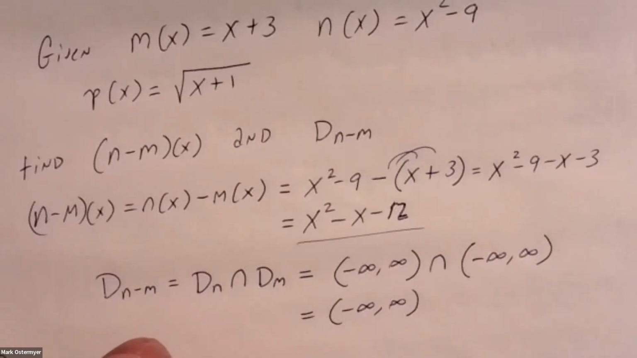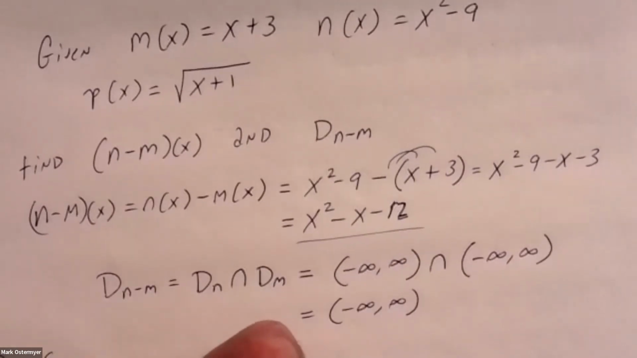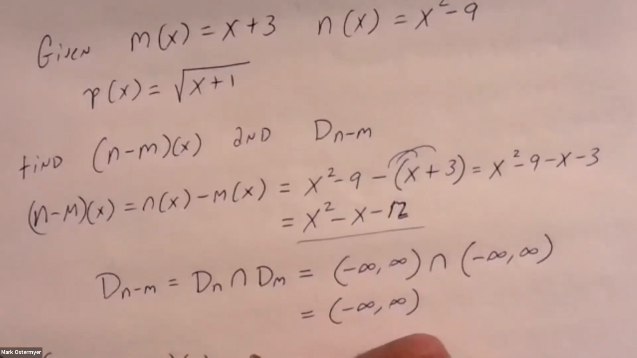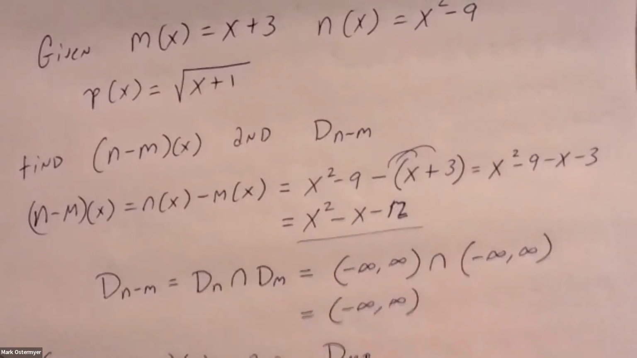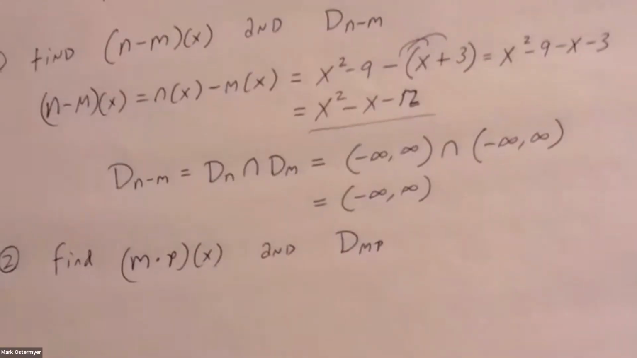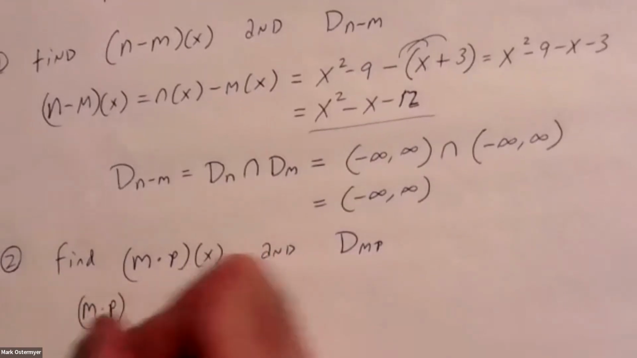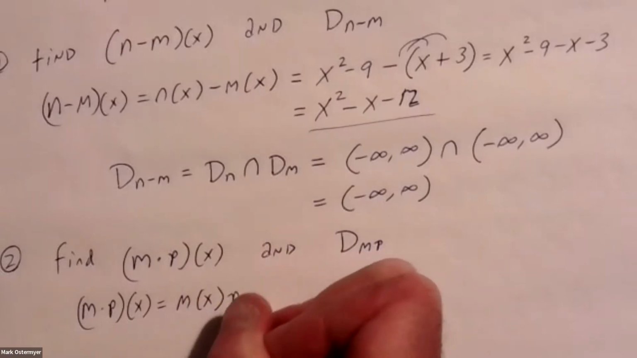All right, next one here. Find m times p of x and also the domain of m times p. Well, m times p of x is going to be formed by taking m of x and multiplying it by p of x.